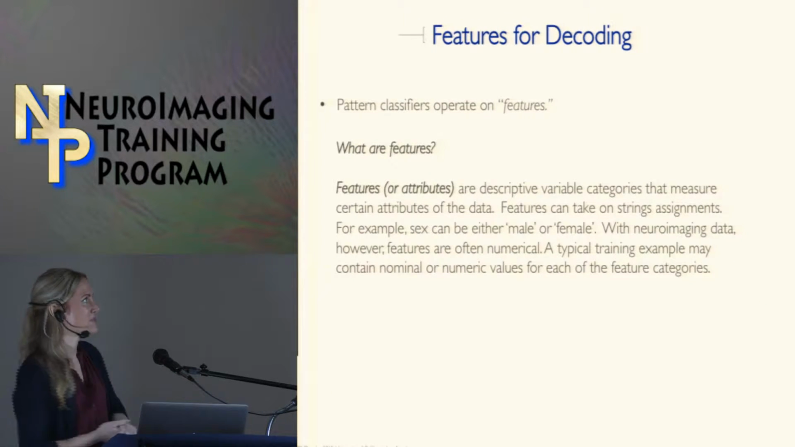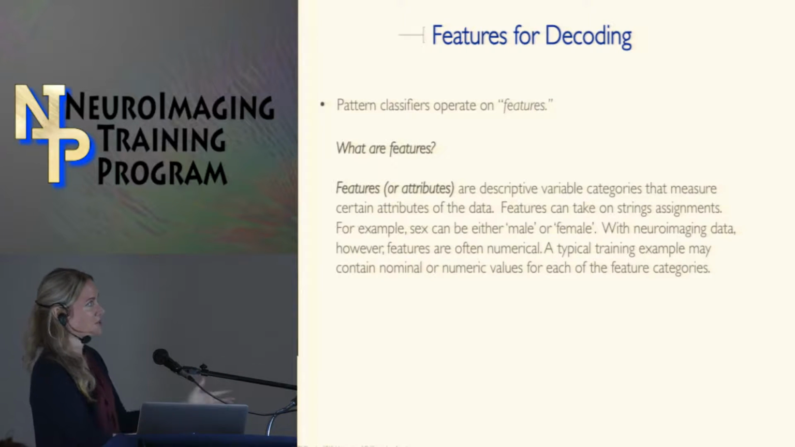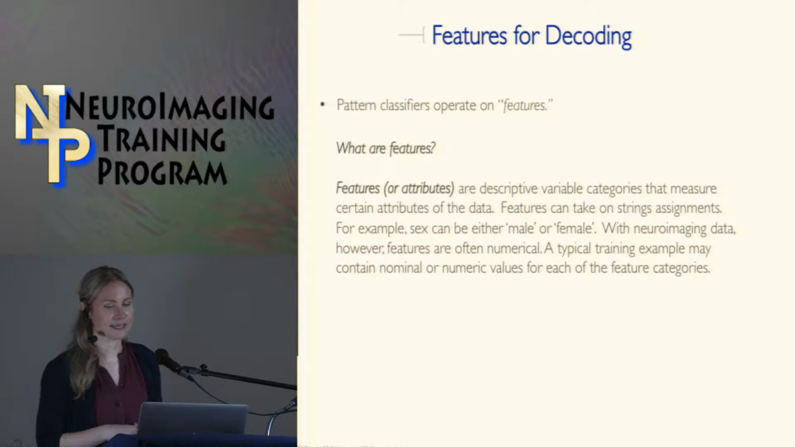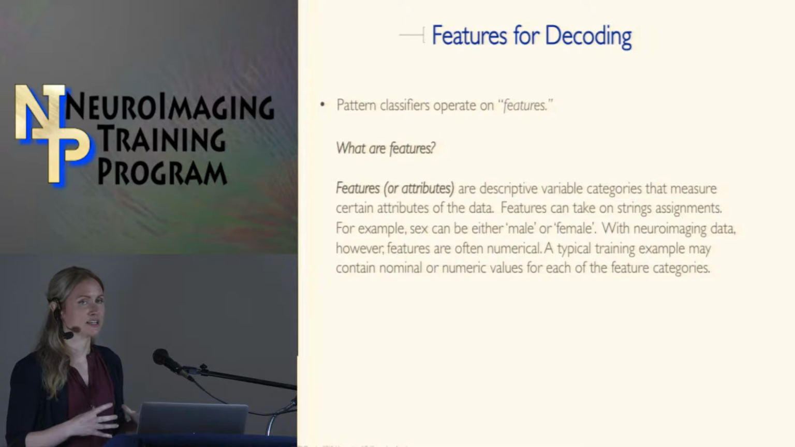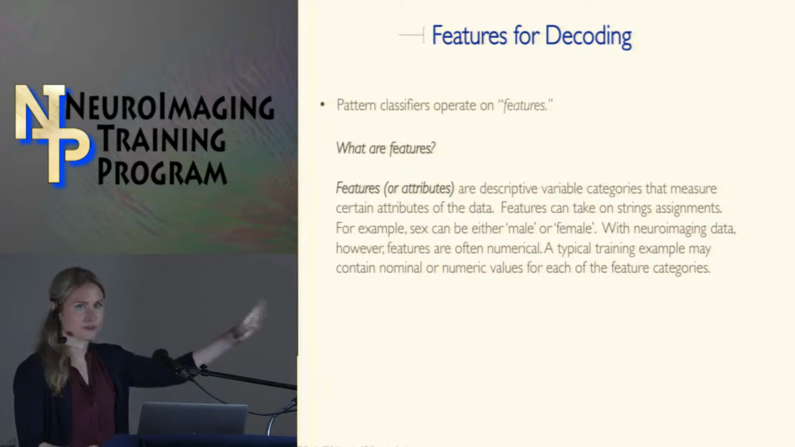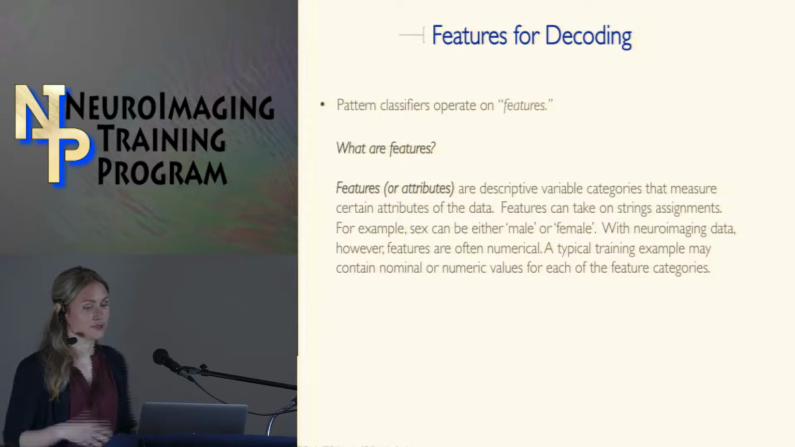So what do machine learning classifiers operate on? They operate on features, which are descriptive variable categories. Most of the time in this course, we've been talking about using voxels, say, as our features, but you can also have things like gender, male, female, IQ. You can have all kinds of different categorical variables. You can have missing data. So it's not just numerical values of voxels. There's a number of different attributes or features. These two words are used fairly interchangeably in the machine learning literature to try and make predictions.